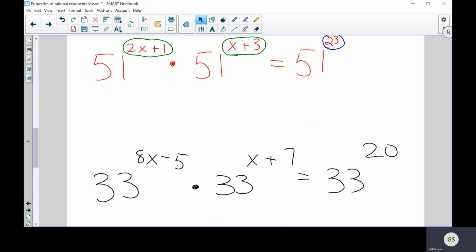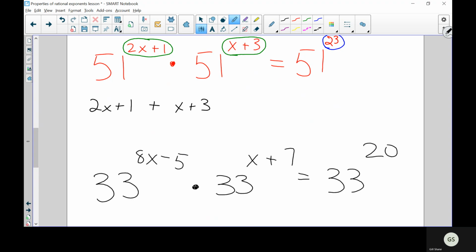So you need to think, all right, we're multiplying, so that means I need to add the exponents. This is one exponent, so you write down that exponent, 2x plus 1. You have to think of that as one exponent, everything in that circle. We need to add that to this exponent, and then that's going to equal the answer exponent. So that's the equation you should have.